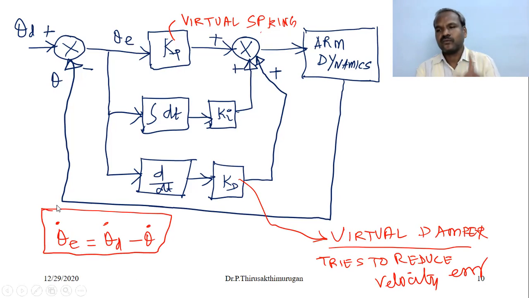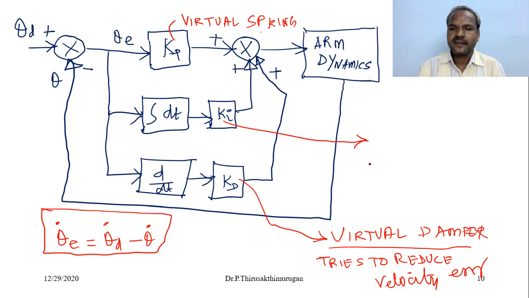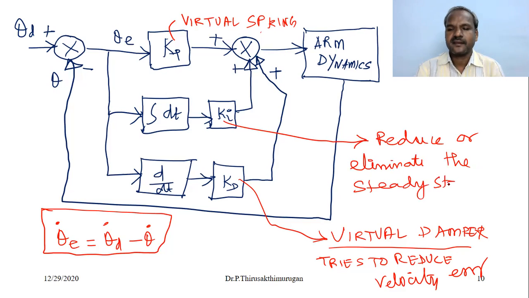Derivative error. The integral gain Ki can be used to reduce or eliminate the steady state error. So this is given in the block diagram.